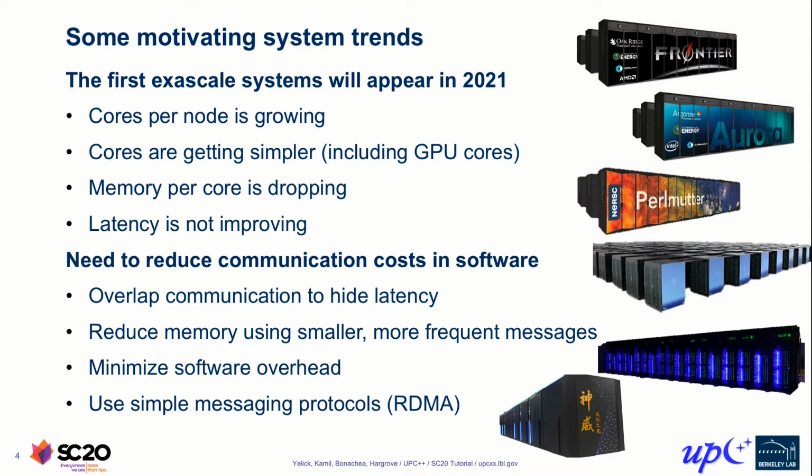So we need to do something to reduce the cost of communication in software, but without blowing up the memory footprint. And so we need to overlap communication to hide the latency, but we also need to reduce the memory footprint by using more frequent messages. We also want to have very lightweight messages. If we're going to send more frequent messages due to the memory constraints, we're going to have to make sure that each one of those messages is very fast, or at least has very low overhead, and then we overlap the latency part of the cost. And so we'll want to use very simple messaging protocols such as RDMA, which I'll talk more about.